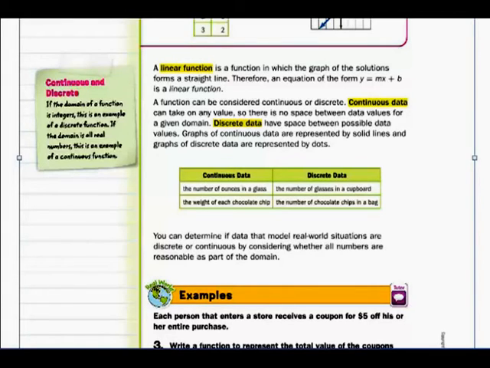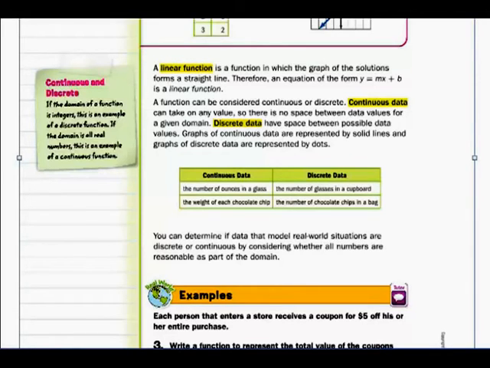Discrete, how many glasses can you fit in your cabinet? It talks about a cupboard, but how many glasses can you fit in your cabinet? Do you store 0.2, 9, 5, 6, 7, 8 glasses? No. The weight of each chocolate chip, depending on how big the chocolate chip is.